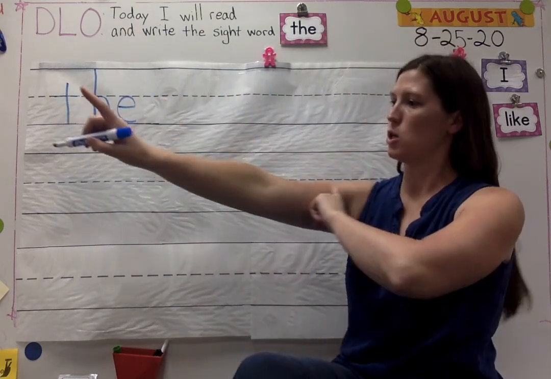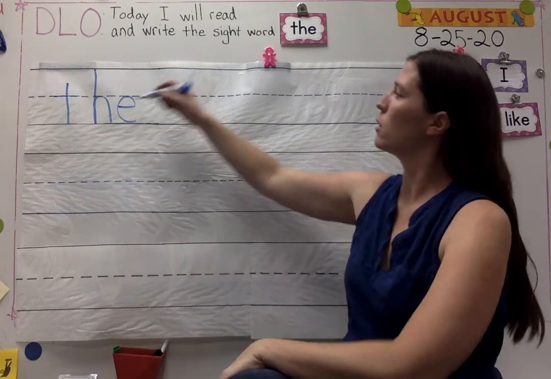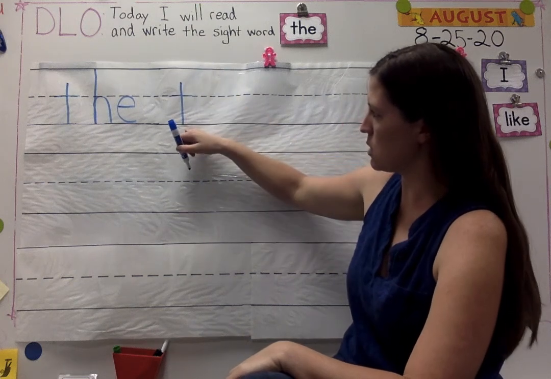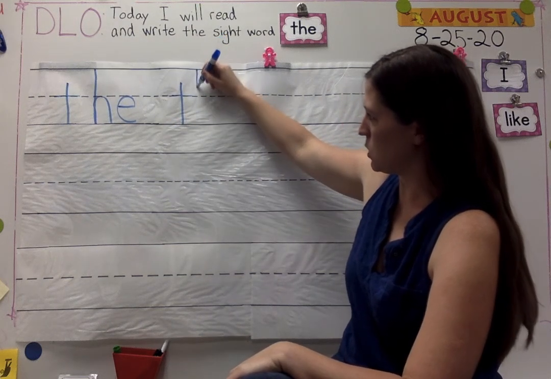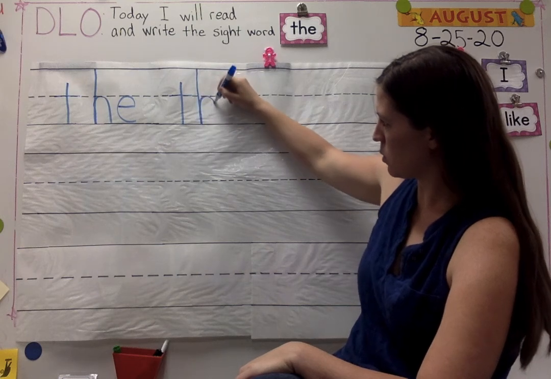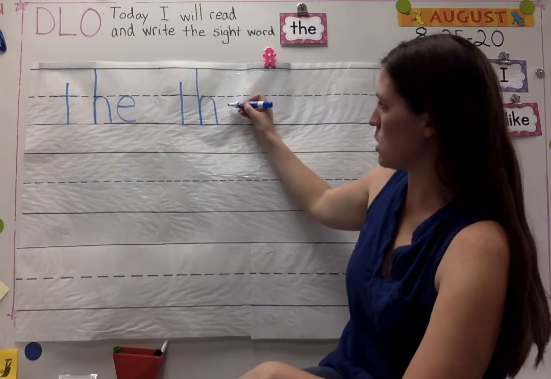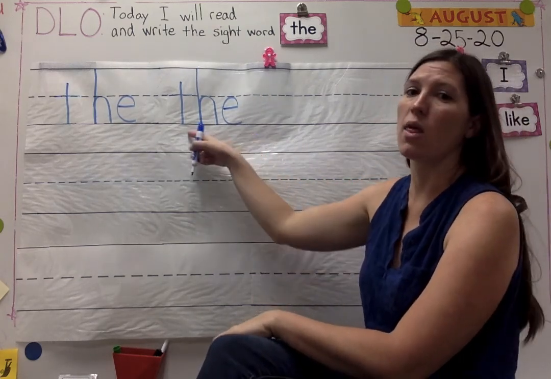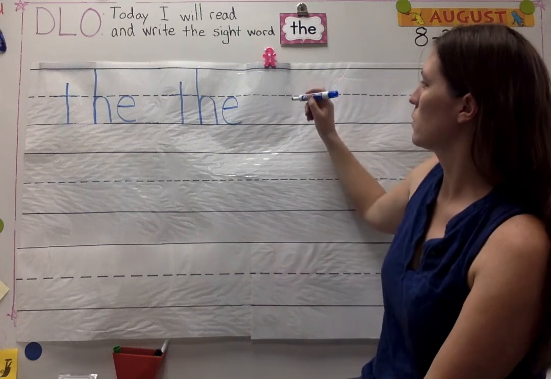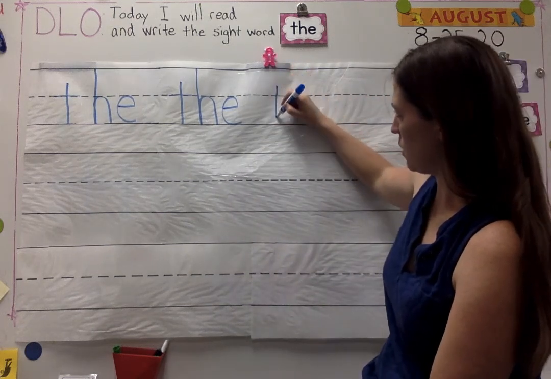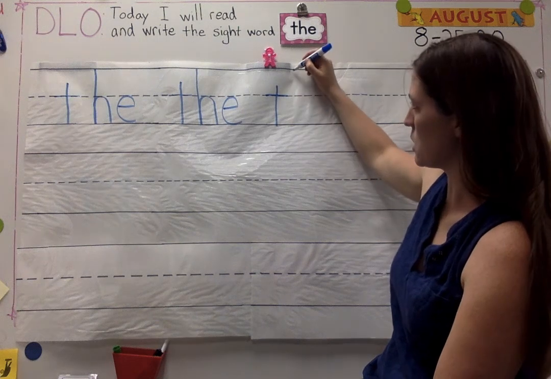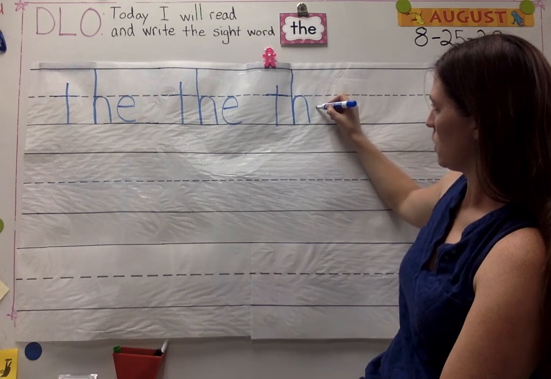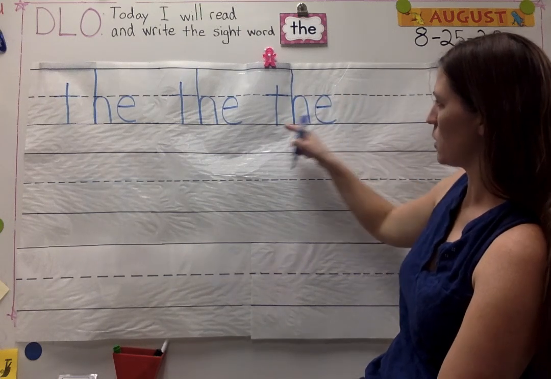I'll write it one more time. Get your best sky writing. Arm and finger. Ready, go. Down, across, T. H is down, hump. That's H. E. Over, up, and around the. Say the. Last time. Down, across the fence, T. Down, hump, H. E. Over, up, and around the.